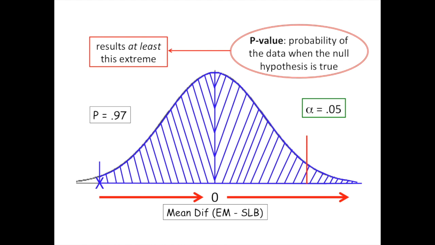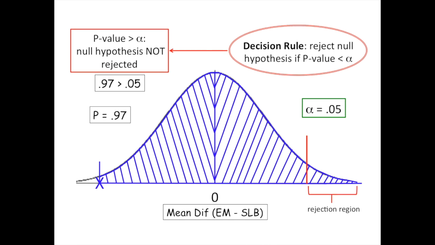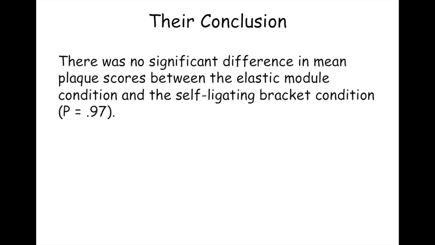The question is, how likely is it to get a mean difference at least as large as this? A p-value of 0.97 indicates that it is very likely. The p-value exceeds the significance level, so the null hypothesis is not rejected. The results do not support the research hypothesis, so the researchers would state that there is no statistically significant difference in plaque accumulation between the two conditions.